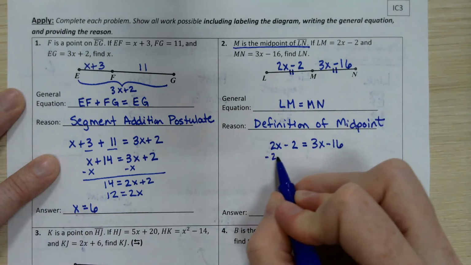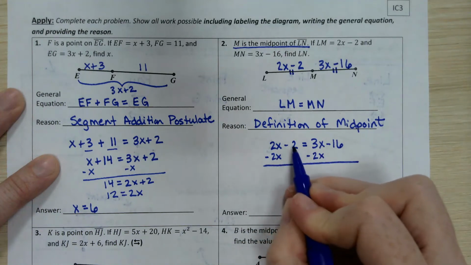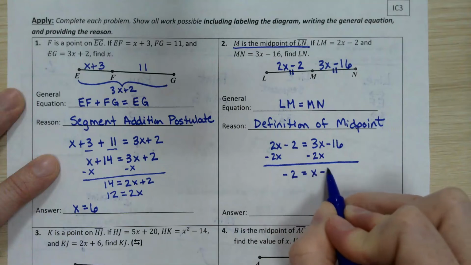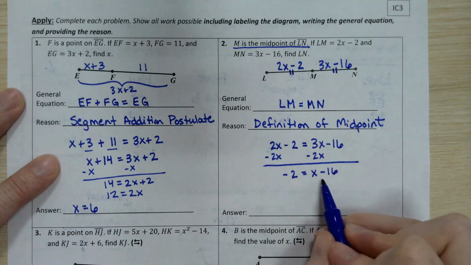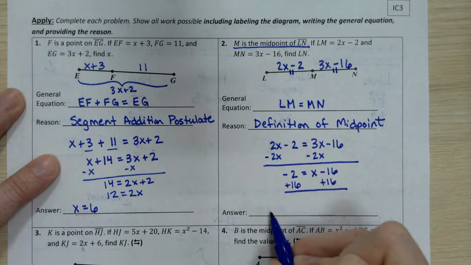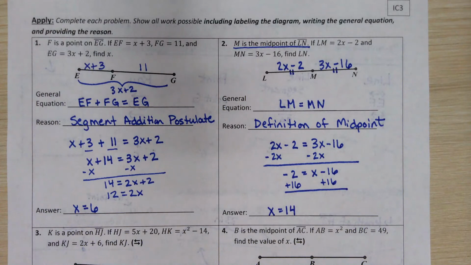Same thing as before, I'm going to move my variables to be on the same side of the equation. Be careful that negative 2 is left on that side. And then last but not least, add 16 to both sides, and this time x equals 14. If those examples have gone well so far, go ahead and move on to number 3. See what you can do with that one. Read carefully.